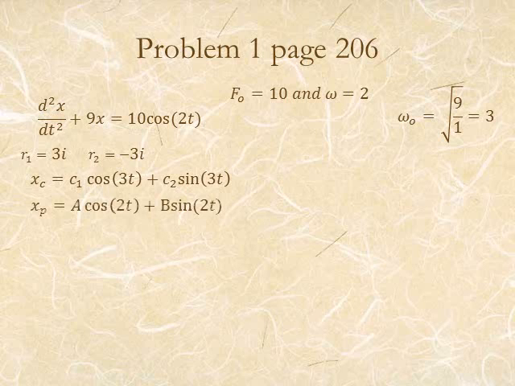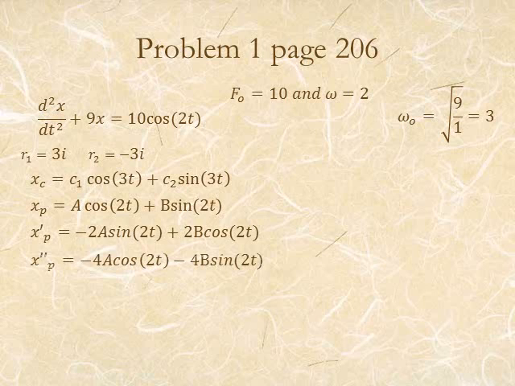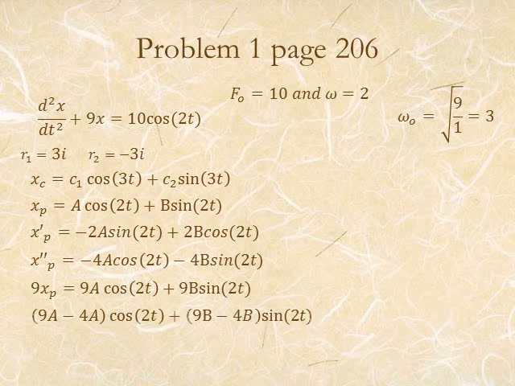And then you need to make a prediction for the particular solution. So that's my prediction based on f of t. And so I have to find its first derivative, I have to find its second derivative, and then I have to add to its second derivative 9 times its function. And so if I do that, I get this. Now this has to be equal to 10 cosine 2t.